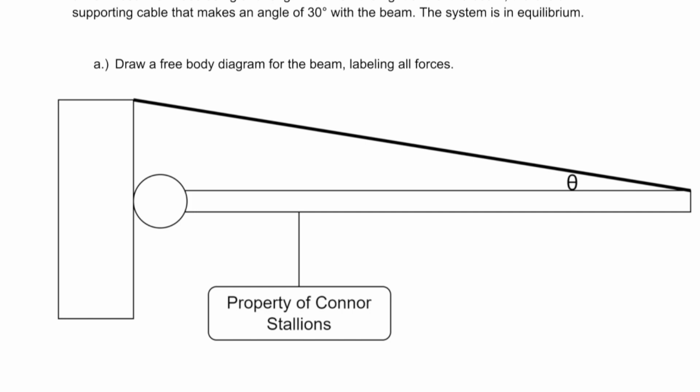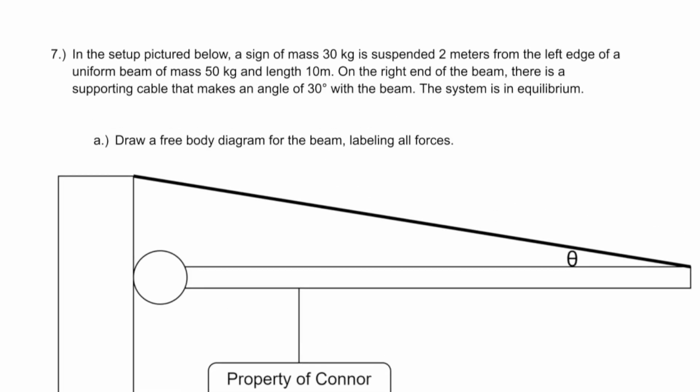So we have, in the setup pictured below, a sign of mass 30 kilograms suspended 2 meters from the left edge of a uniform beam of mass 50 kilograms and length 10 meters. So we know that L is 10 meters, and the mass of the beam is equal to 50 kilograms. So not massless. On the right end of the beam, there is a supporting cable that makes an angle of 30 degrees with the beam. The system is in equilibrium.